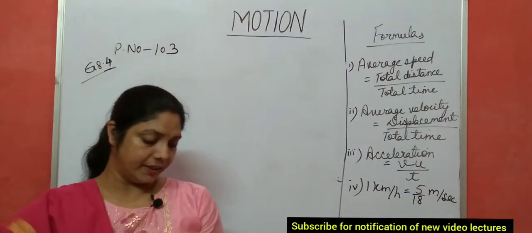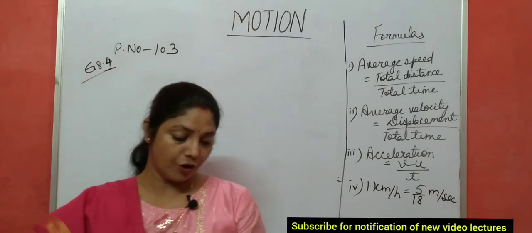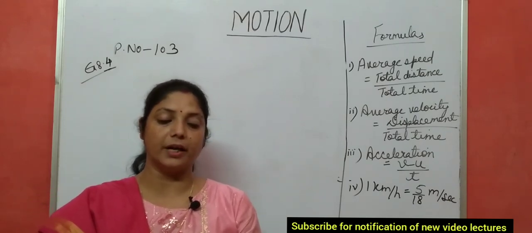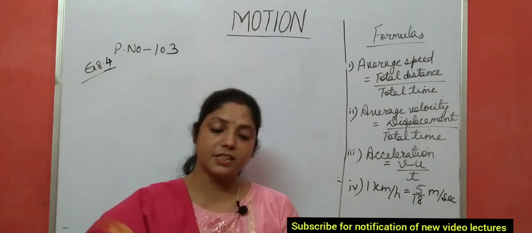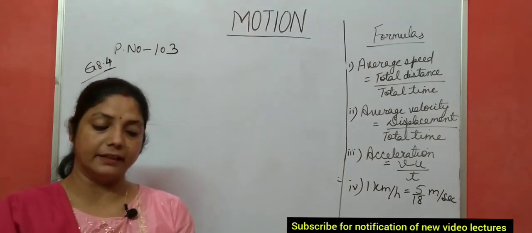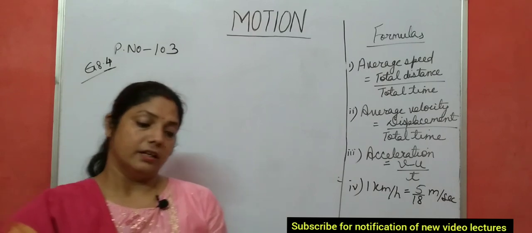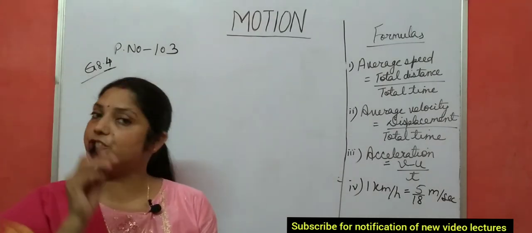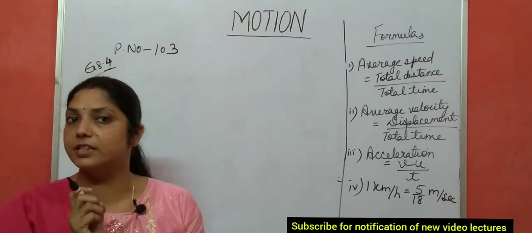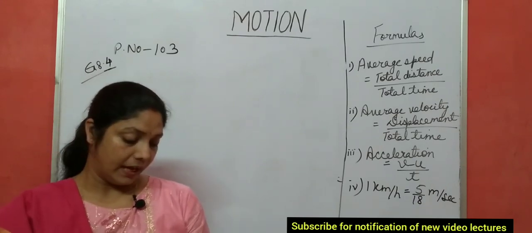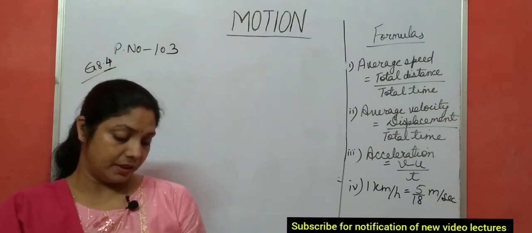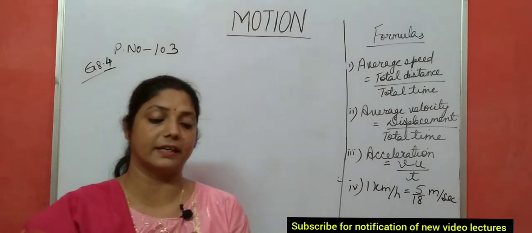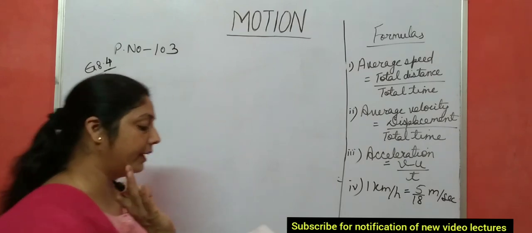In this question, it is given that starting from a stationary position, Rahul pedals his bicycle to attain a velocity of 6 meter per second in 30 seconds. Initially, starting from a stationary position means the initial velocity is 0. And he pedals his bicycle to attain a velocity of 6 meter per second in 30 seconds.